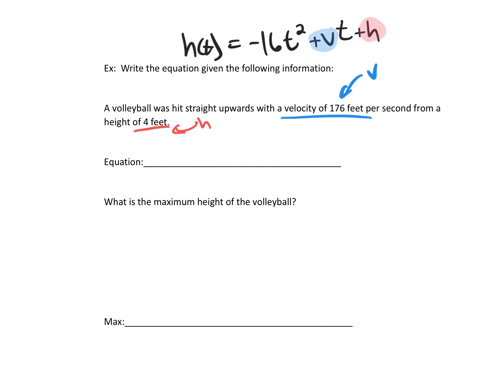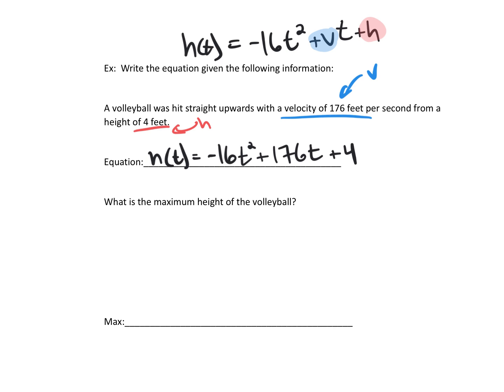So when I write out the equation, our height is going to be equal to negative 16t squared plus, we're going to plug in the 176 initial velocity in front of t, and it's at a starting height of 4 feet. So really we just plugged in those two values.